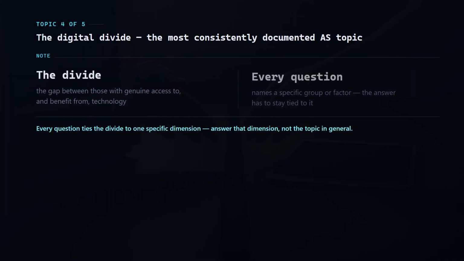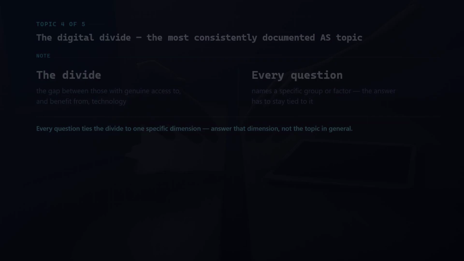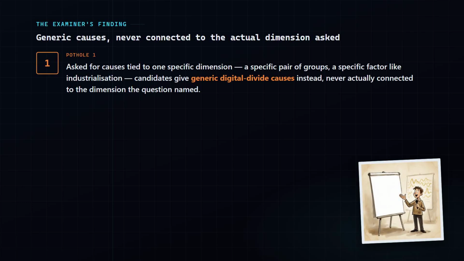The digital divide is the gap between those with genuine access to and benefit from technology and those without it. And this is the single most consistently documented topic in this whole report. Here's the first documented finding, corroborated across every version of this paper sat in the same session. Asked for causes tied to one specific dimension of the divide, a specific pair of groups, a specific factor like industrialization, candidates give generic digital divide causes instead, never actually connected to the dimension the question named.